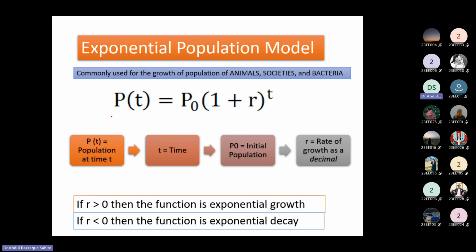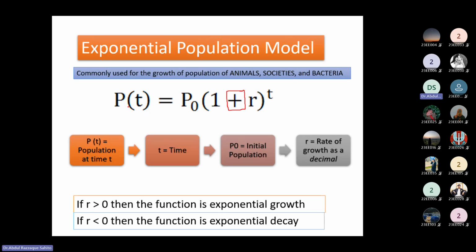One is this model of population, the human population. In this human population model we have a plus sign over here. This plus sign indicates that this is the growth model, that is, the population will increase.